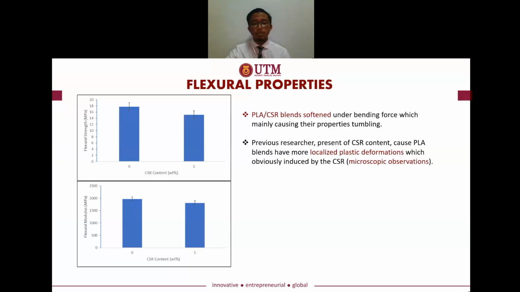So the result for our project is that when we incorporate coarse rubber in our polymer, we found that our polymer has a lower flexural strength.